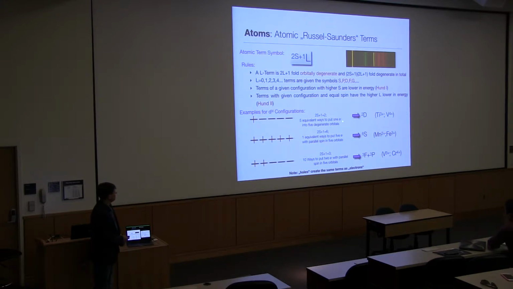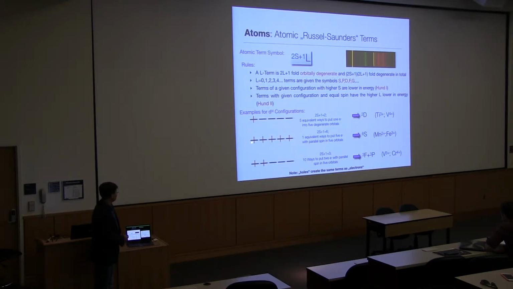And that means the L quantum number must be 2, and that would define a d state. So overall, the term symbol for that single electron in the d shell would be doublet D. And examples of that would be titanium 3 plus or vanadium 4 plus.